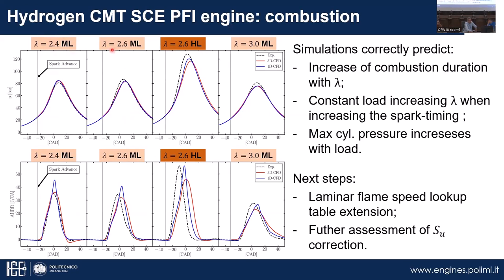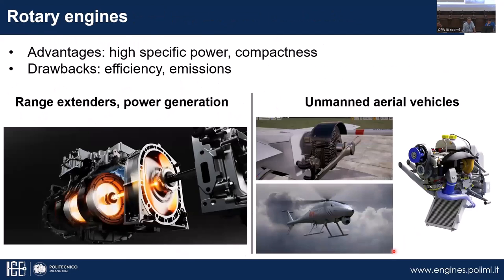And also when we keep the same relative air fuel ratio, but we increase the load, we can clearly see an increase of the cylinder pressure and the heat release. So results are satisfactory, but still we need to extend the laminar phase speed lookup table and further assess the correction on the laminar phase speed with more operating points.